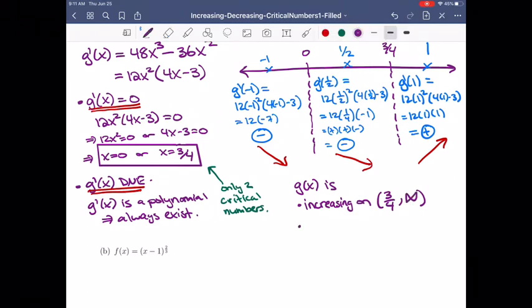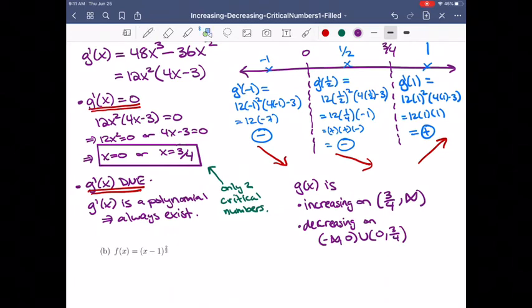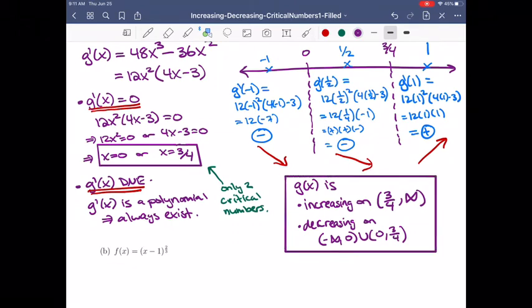Okay, and it's decreasing on the interval from negative infinity to 0, and then 0 to 3/4. Now I split at 0. If you don't, that's not really a big deal. Technically, it's probably not decreasing at 0 because it's at 0, but it continues to decrease. So if you had written negative infinity to 3/4, that would be fine with me.